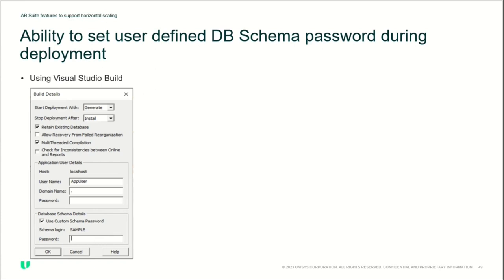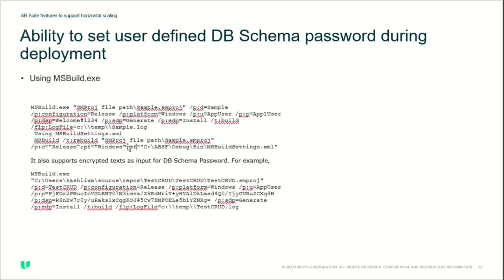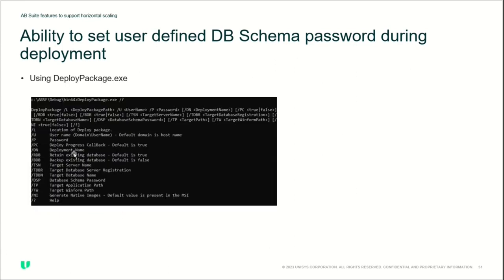Similar to that, we have the ms build command as well. There you can provide the password using the /p:dsp option and provide the password. One thing to notice here is you can use an encrypted password as well for the dsp parameter. Similar to this, we have one more utility, deploy package.exe. Here also you can provide the database schema password with the parameter /dsp followed by the DB schema password.